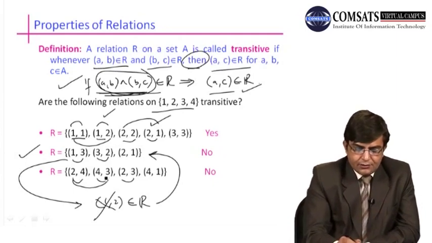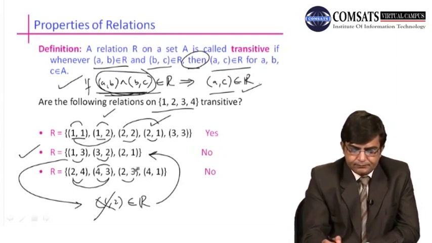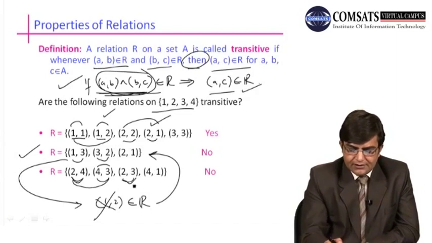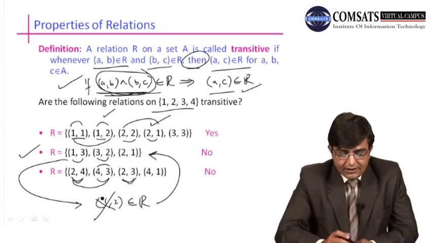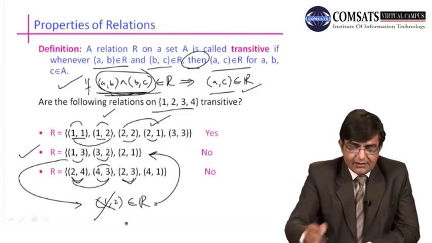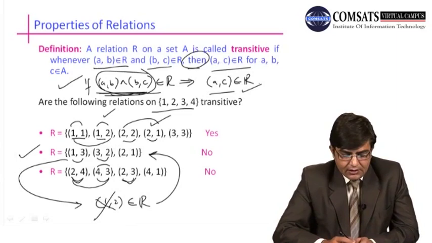Now 4 is related to 3, and 2 is related to 4 and 4 is related to 3, so 2 is related to 3. Yes, 2 is related to 3 and 2 is related to 4. So 2 must be related to 4, which is present also here. Some other possibility which doesn't satisfy this condition, we can search here.